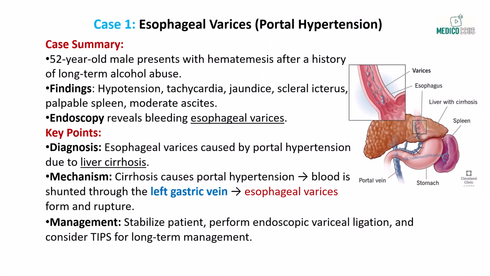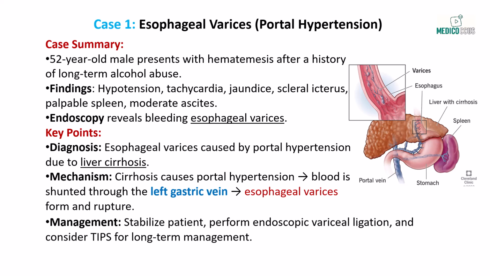Okay, here is another very high-yield case discussing a severe complication of long-term alcohol use, specifically the development of esophageal varices due to portal hypertension. Our patient is a 52-year-old man who presents to the emergency department with vomiting blood, which began about an hour before his arrival. He has a long history of alcohol abuse, consuming large amounts of alcohol for more than 20 years, which has led to multiple hospitalizations for ethanol intoxication.